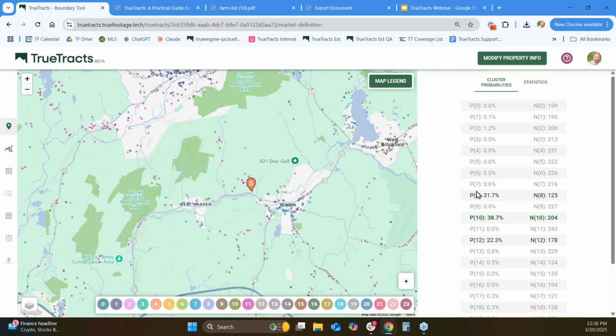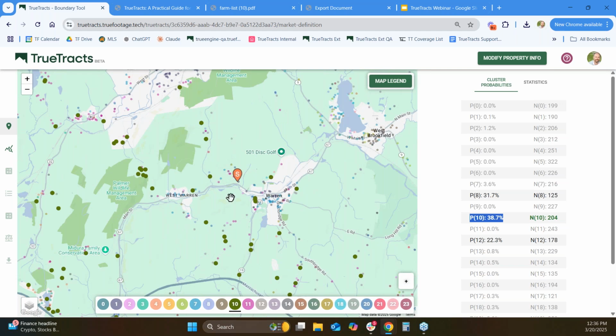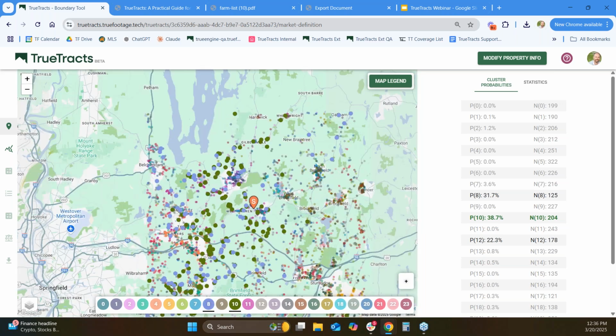Okay, so the model is less certain as to which cluster it belongs to, so it thinks maybe it's 10. And whenever you see the dots all spread out like this, you go, uh-oh, this is not going to be a property where I can just grab all my comps from the immediate neighborhood. Might be an 8, so I can look at 8. I go, uh-oh, those are spread out as well.